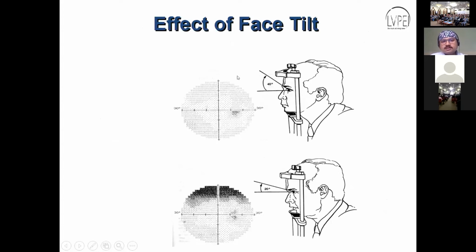Now, here is another defect which we can see, which is basically the effect of the face tilt. The effect of the face tilt will cause a superior defect. As you can see here in the picture, the patient's chin is not properly aligned, and this brow will cause a superior field defect. And even vice versa, if the patient's chin is not in the proper position. We will be discussing that in the further slides.